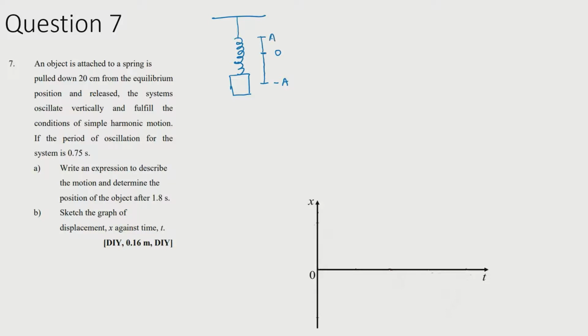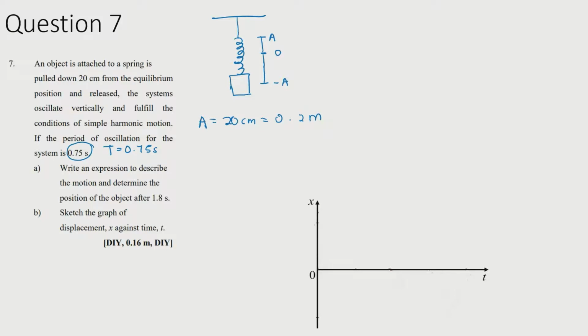Okay, kita tengok. If the period of oscillation for the system is 0.75 seconds. So, period dia adalah 0.75 saat. And then bila dia cakap pull down 20 cm from the equilibrium, maksud dia punya amplitude adalah 20 cm, ataupun 0.02 meter.